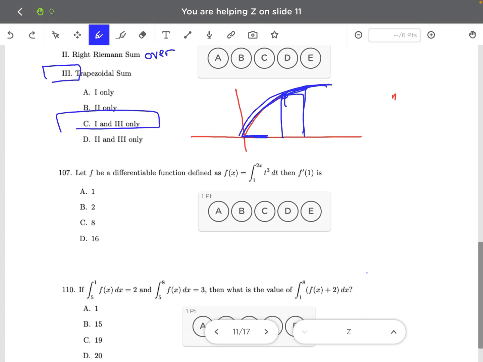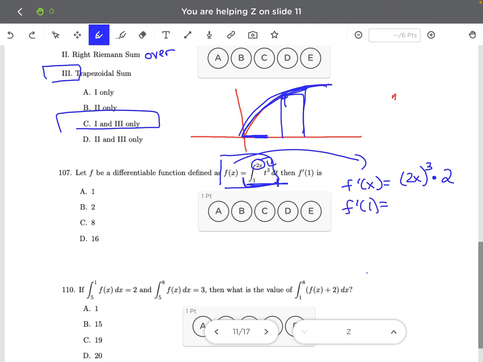Okay, 107. I want to take this derivative. So remember, I'm taking the derivative of both sides. This is an integral, so when I take the derivative of the right side, remember this 2x goes in for t. This is your second fundamental theorem. And then because the bound is not just x, we need to multiply by 2 again. So this is your general derivative, and let's plug in 1 for x. So I get 2 cubed, which is 8 times 2, which will give me 16.